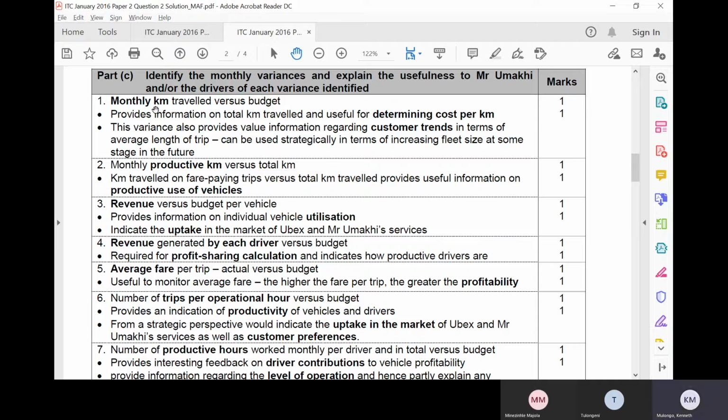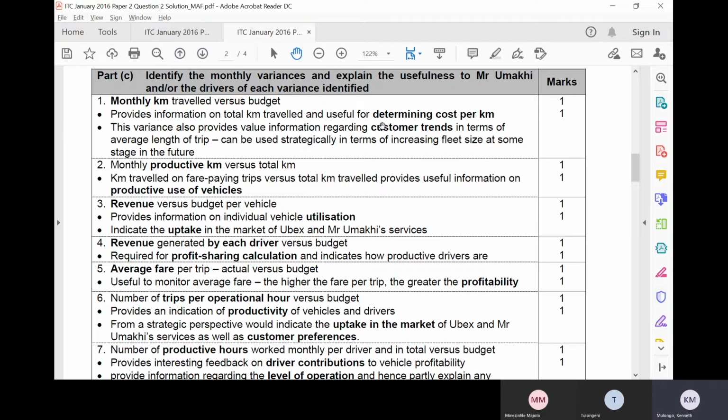So they said monthly kilometers, and they were explaining that it provides information on total kilometers traveled and is useful for determining the cost per kilometer. The variance also provides valuable information regarding customer trends in terms of average length of trip, which can be used strategically in terms of increasing fleet size at some stage in the future.